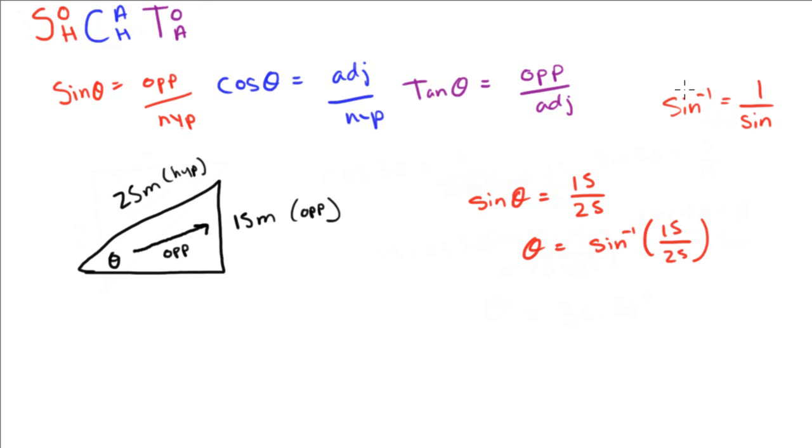Now to actually carry out this operation, you would have to go into your calculator and put this operation in. To do that, most calculators will have the sine inverse, the cos inverse, or the tan inverse as a secondary function. So you would have to use your calculator to carry out this operation. When carrying out this operation, you should get the angle equaling 36.87 degrees. So this is a use of this ratio when solving for the angle.